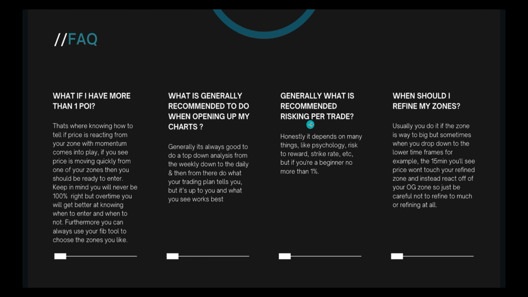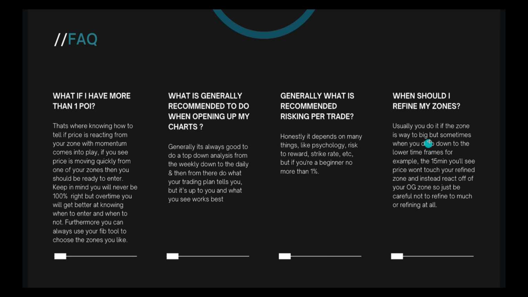All right, next, generally, what is recommended risking per trade? Honestly, it depends on many things like psychology, risk to reward, strike rate, etc. But if you're a beginner, no more than 1%. Please, if you are just now learning how to trade supply and demand, no more than 1%, ladies and gents, please, no more than 1%. If you're going to trade with any of my models or my specific supply and demand models, out of the 1 through 3 models, I would recommend sticking to model number 1. It is my favorite model to trade. I recommend you stick to it. And if you want, you can also add ACT to it.